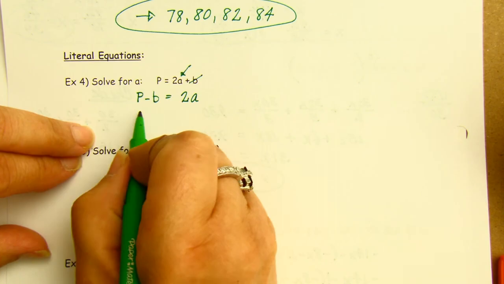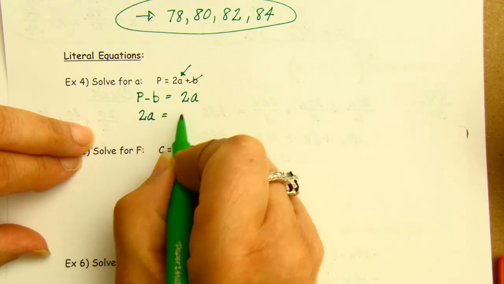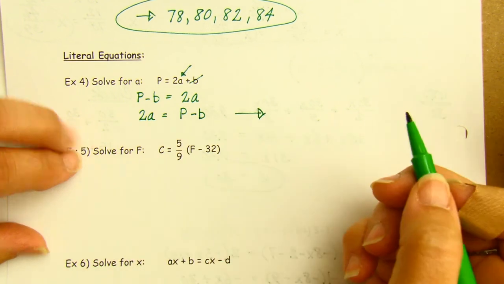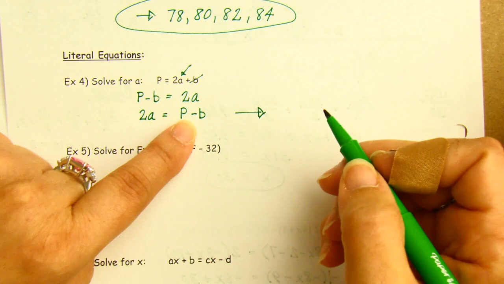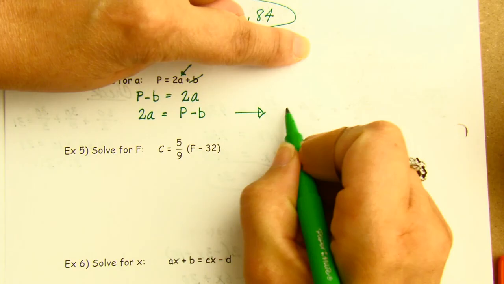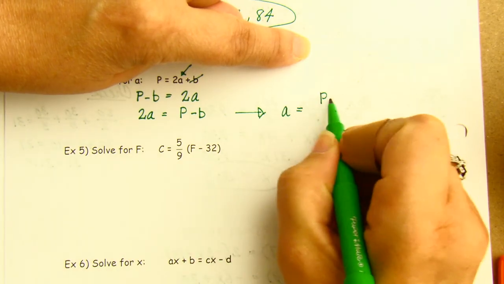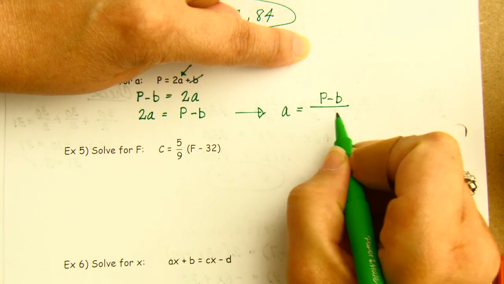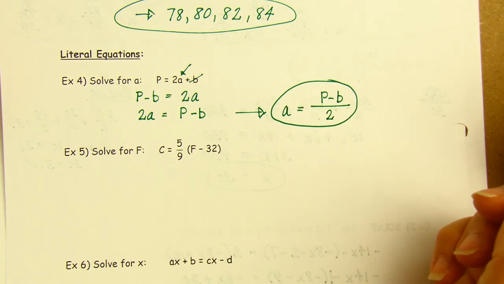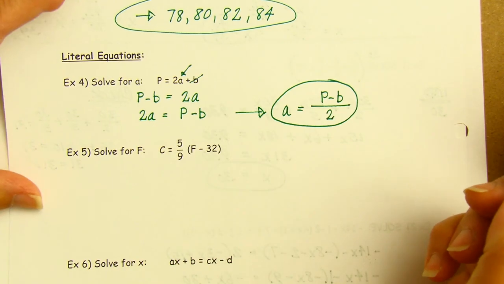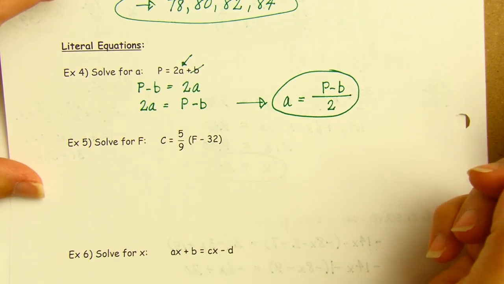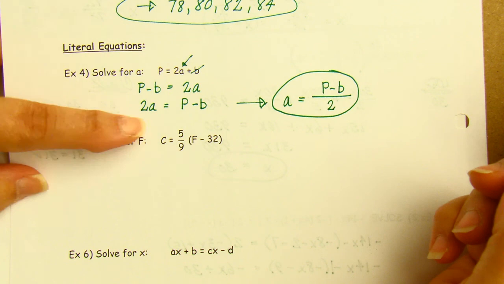And because I like my variable that I'm solving for on the left, I'm just going to switch sides. And now I'm going to arrow over to show, to isolate A, I need to divide this quantity by 2. So my A value is equal to the quantity P subtract B divided by 2. Don't make these harder than what they seem. You're just doing the same old algebraic manipulation by doing opposite operations to isolate that variable by itself.